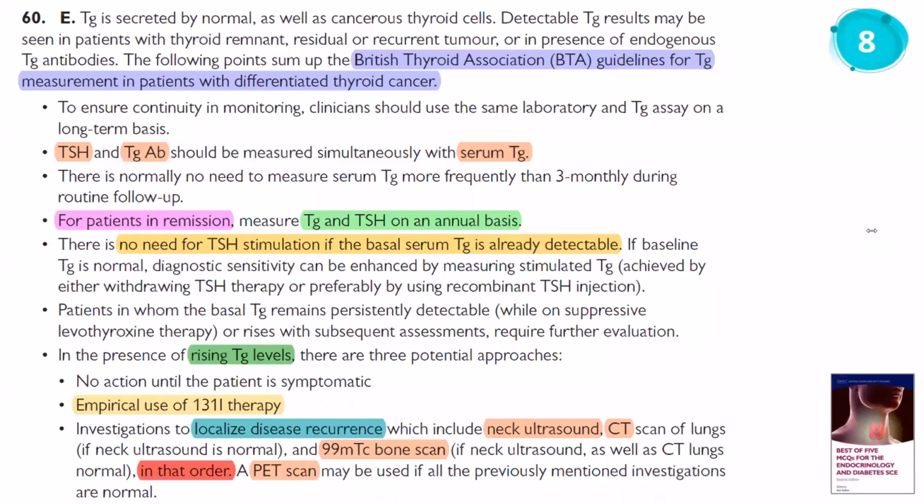What is the criteria for doing PET scan? I don't understand your question, Dr. Chavan. Once the patient has a high risk of recurrence with elevated TG, with normal thyroid sonography, CT and bone scan, I will go to the PET scan.